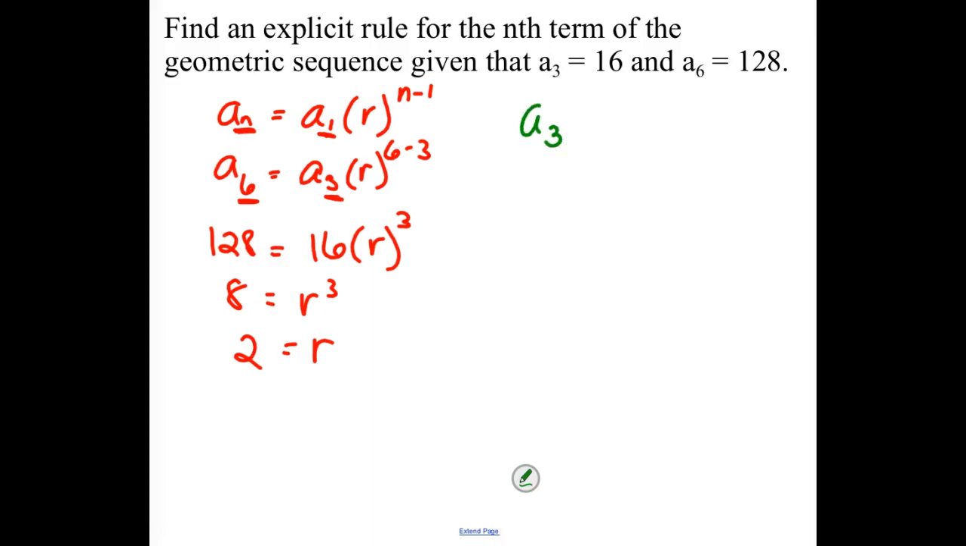So the 3rd term would come from the 1st term times r to the 3 minus 1. My 3rd term was 16. We don't know our 1st term. We do know r is 2, and 3 minus 1 is a 2 for our power. Well, 2 squared is 4. If we divide the 4 over to the other side, our 1st term would have to be a 4.